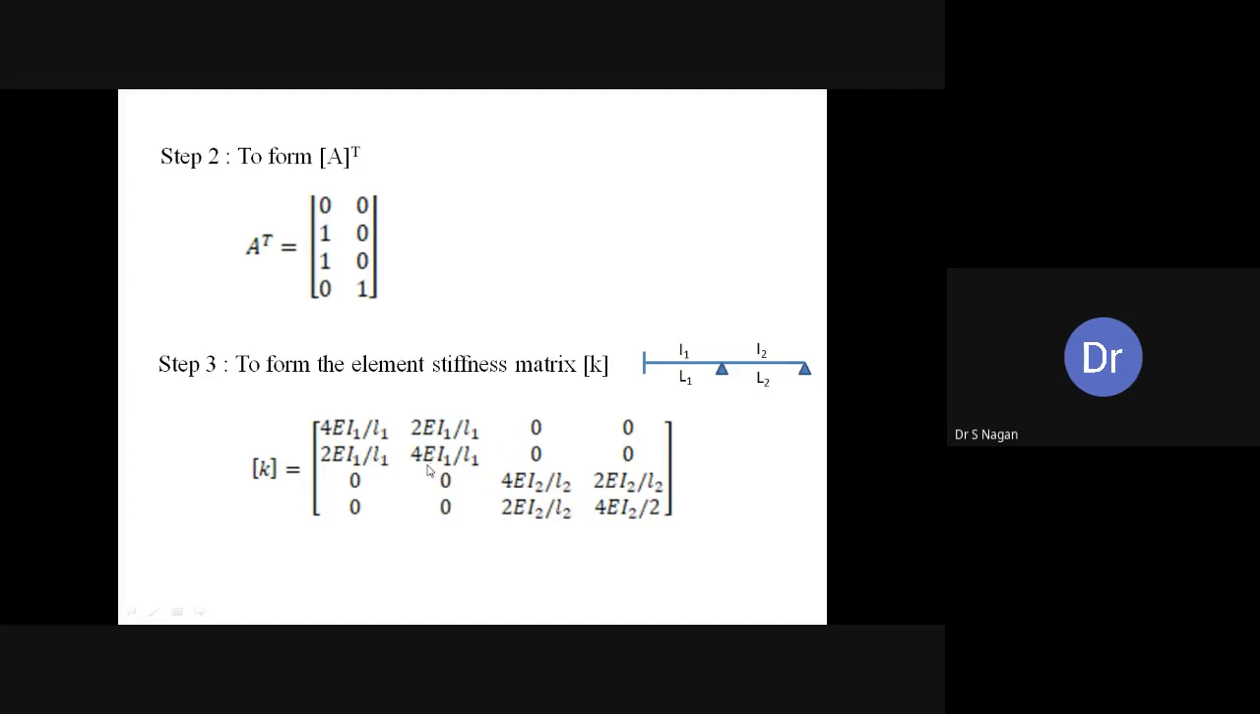So in this step, what we'll be doing is 4E, we will keep E as such, not constant, and I1. So say for example, if this span AB has moment of inertia 2I, and if this span has moment of inertia I, then the corresponding moment of inertia needs to be substituted here. That way we can form the element stiffness matrix small k.